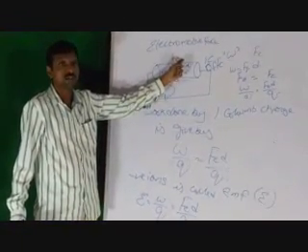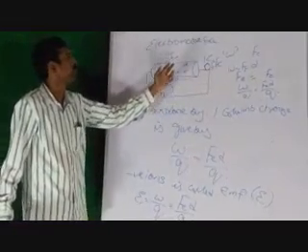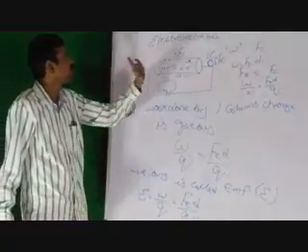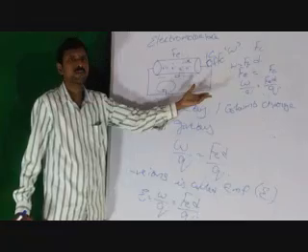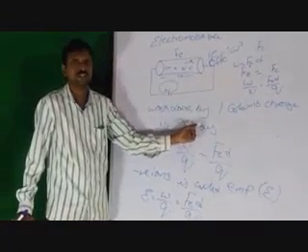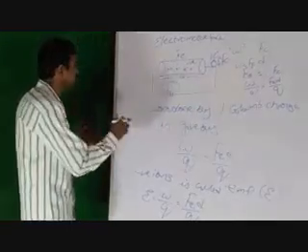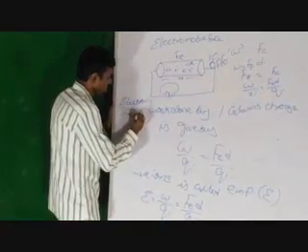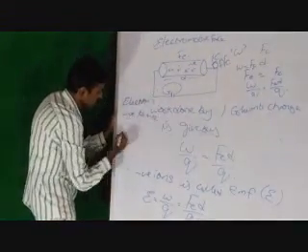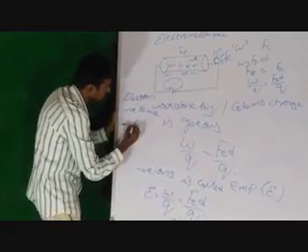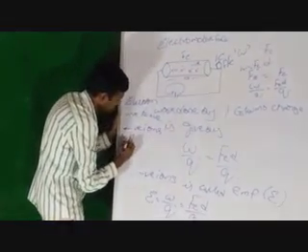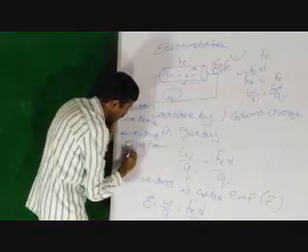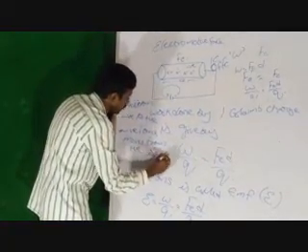Now, what is meant by EMF? As I already said, the movement of charge of negative ions from the positive terminal to the negative terminal is called EMF. It is denoted by epsilon. Here epsilon is equal to W by Q, which is equal to Fe into D by Q.